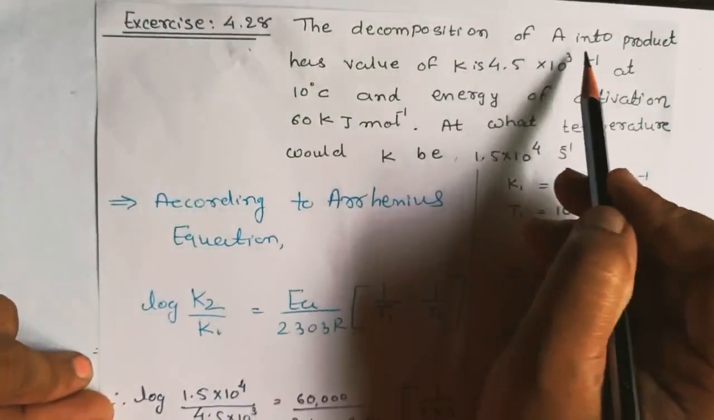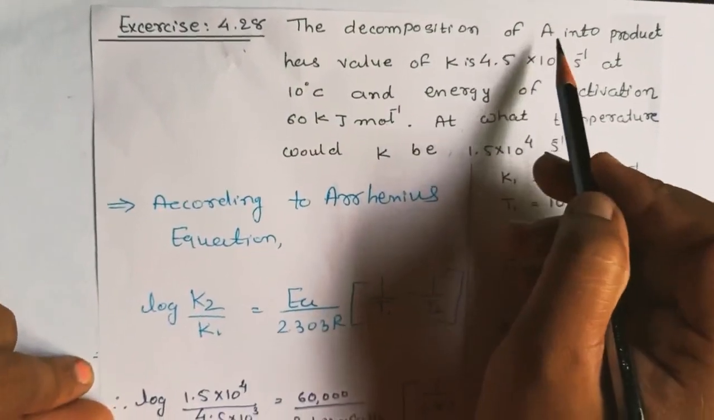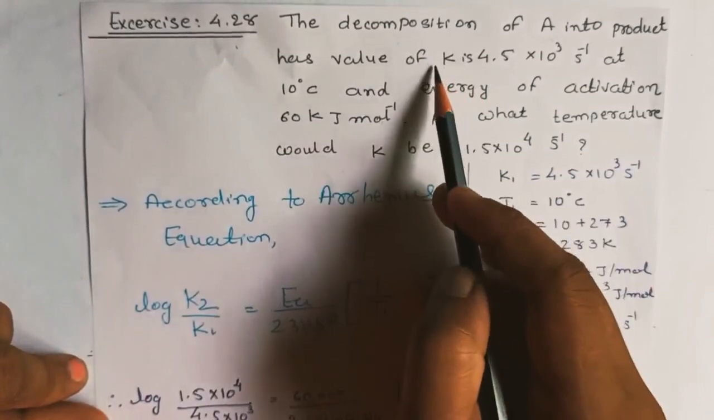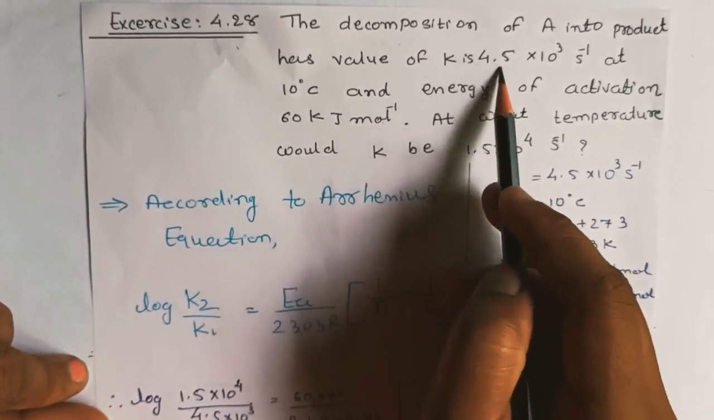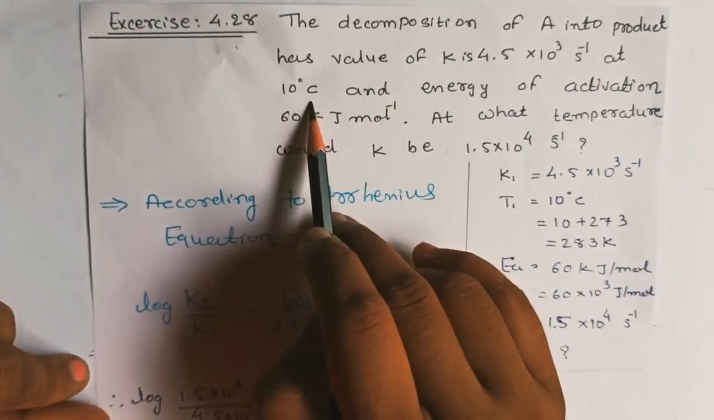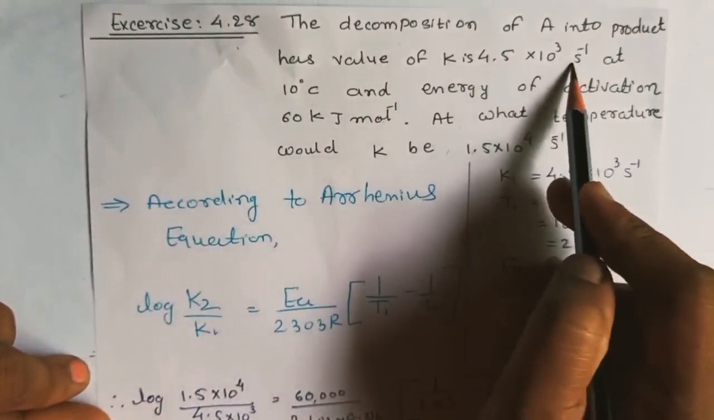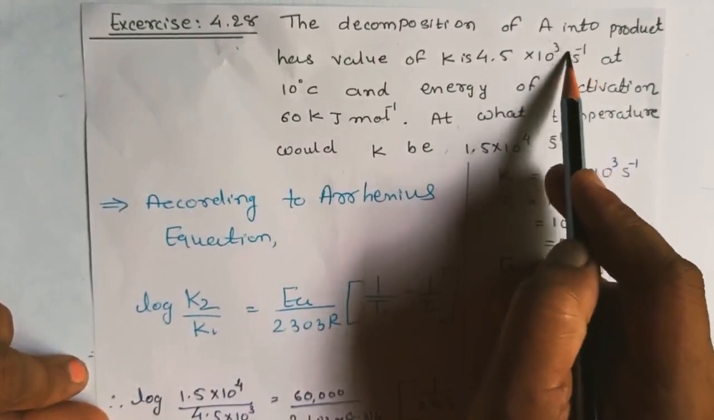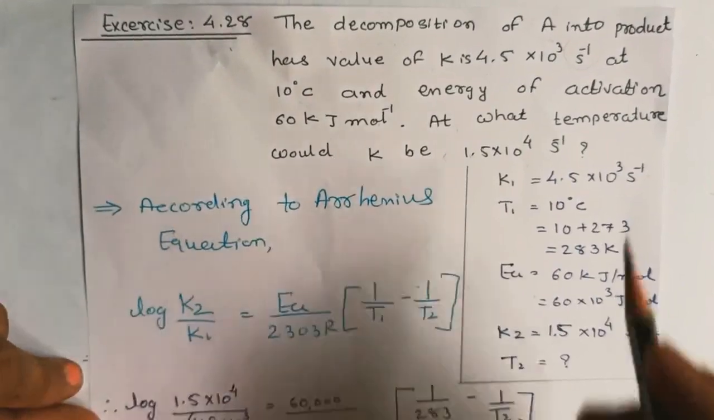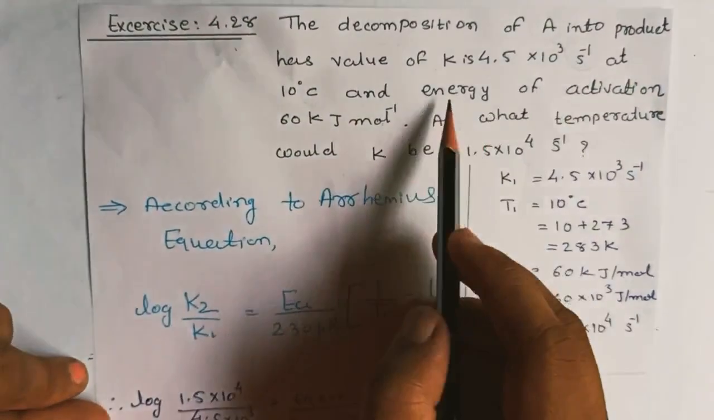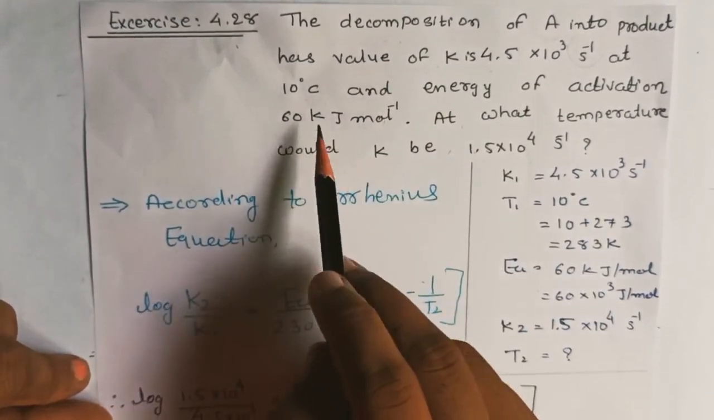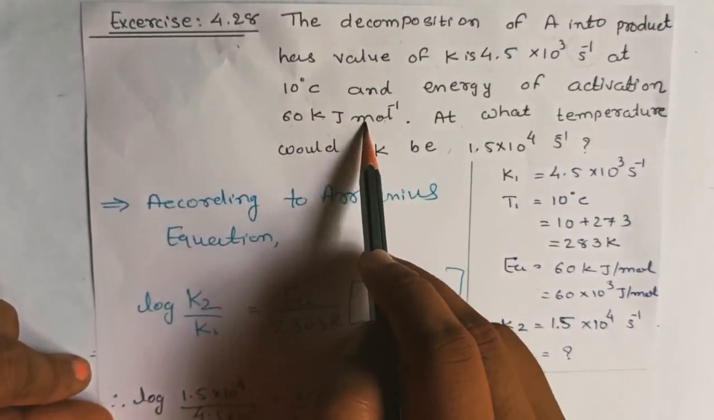What is happening here is that some reactant A is decomposing, and for this decomposition reaction the value of the rate constant is given, which is 4.5 into 10 to the power 3 second inverse at 10 degrees Celsius, right? Here from this unit we can say that it is a first order reaction. Okay, we don't really need to know the order, but it's a first order reaction. Now the energy of activation for this reaction is 60 kilojoule per mole, right?